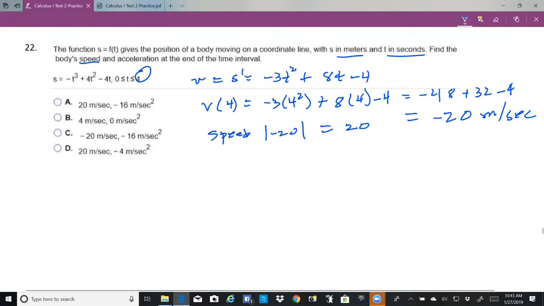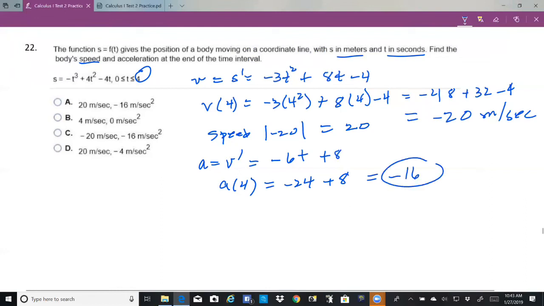And the acceleration is the derivative of the velocity, which is minus 6t plus 8. So the acceleration at the end of the interval, which is 4 seconds, is minus 24 plus 8, equal to minus 16. So the answer is 20 and minus 16, which is answer A.